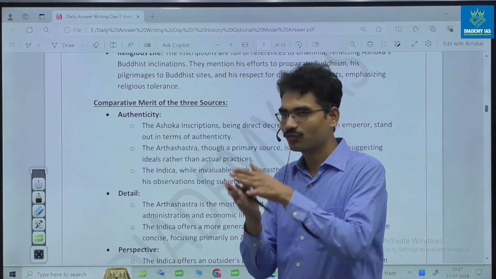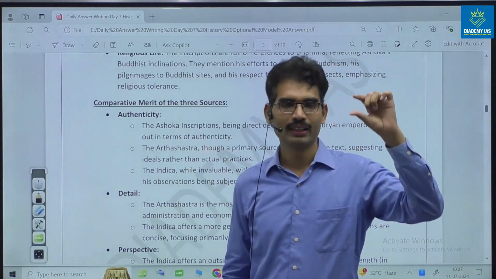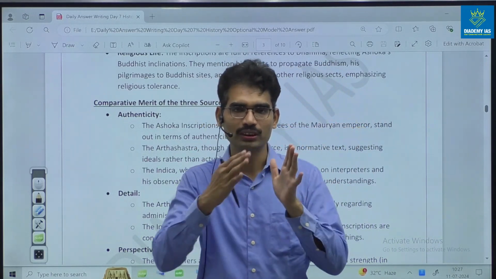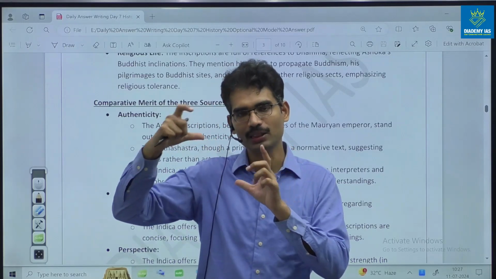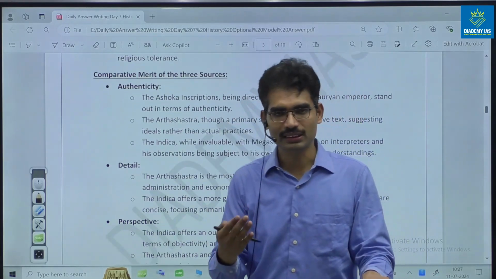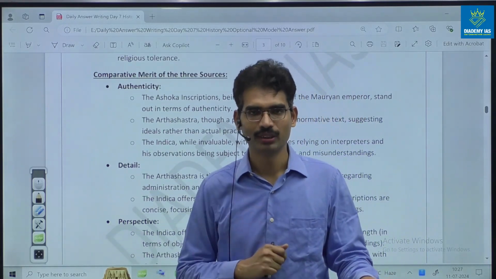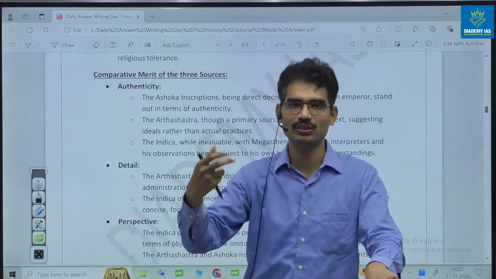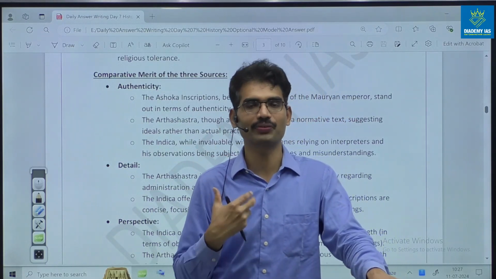That's why four pages are there. Some part is introduction, some part conclusion. Three pages will go to three different segments. The remaining portion you can use for comparative merit. Authenticity: how far they are reliable. This itself is a question: how far can foreign sources be reliable in the reconstruction of Indian history.